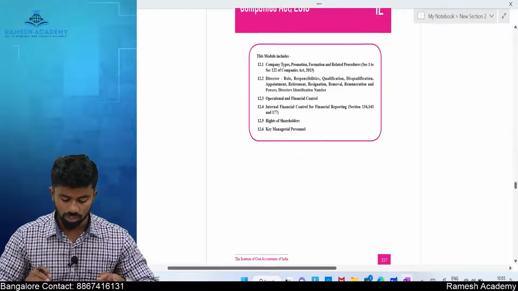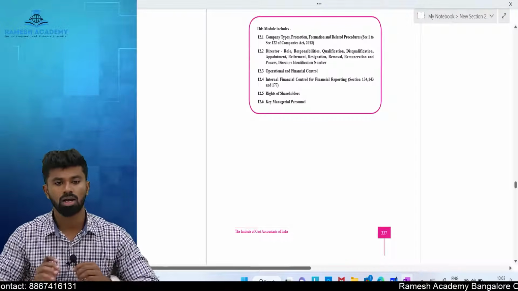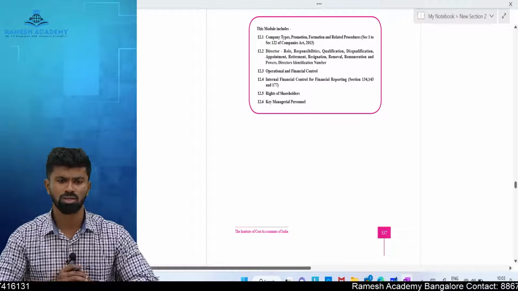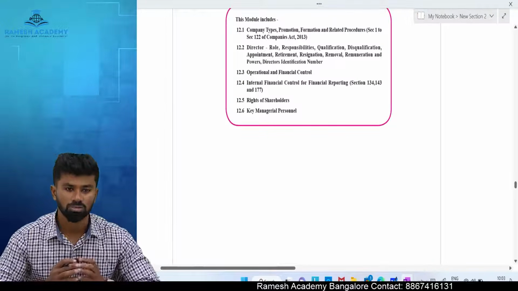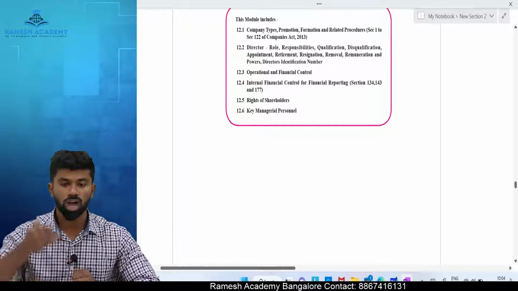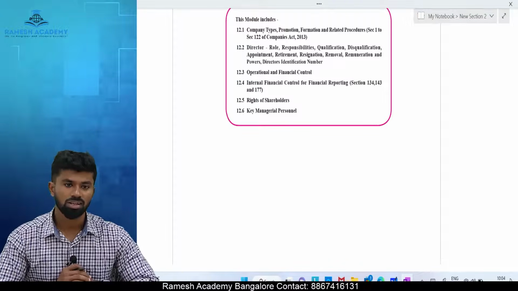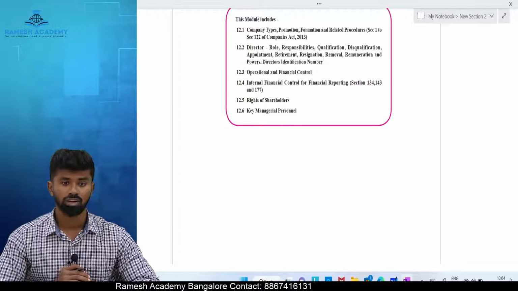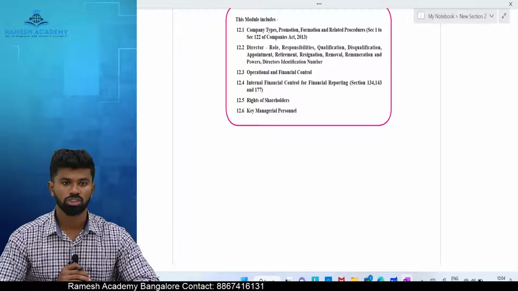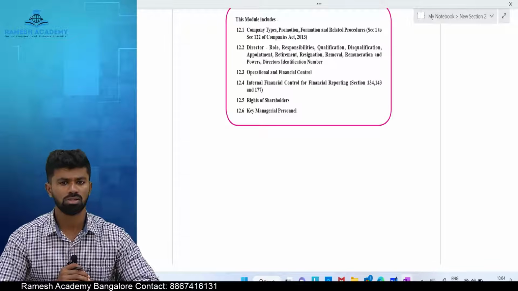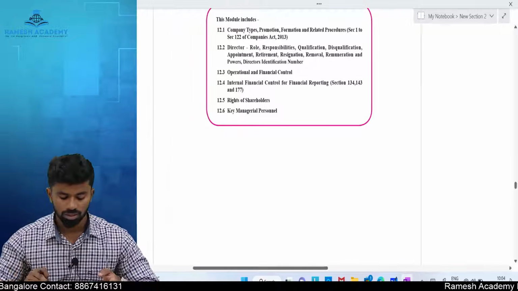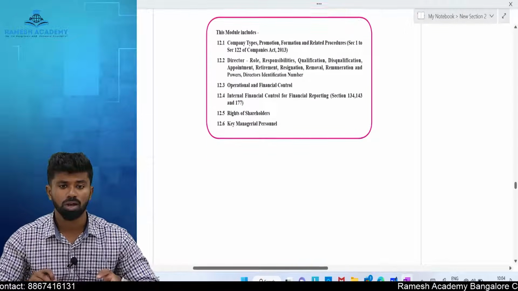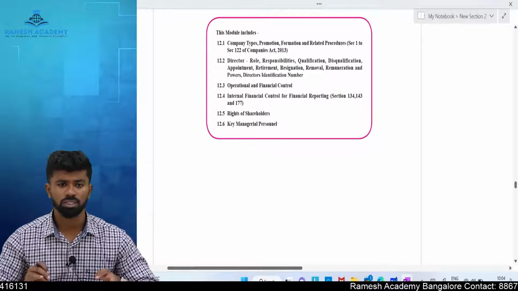Chapter number 1 deals with the basic concepts of companies, where we will discuss what a company is, types of company, how to start a company, and what formalities are to be complied with for starting a company or incorporation of a company. All those things we will discuss in detail in this chapter. So let's start with chapter number 1 of the Companies Act 2013.